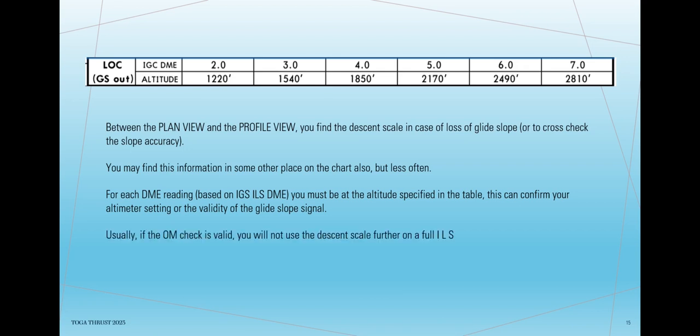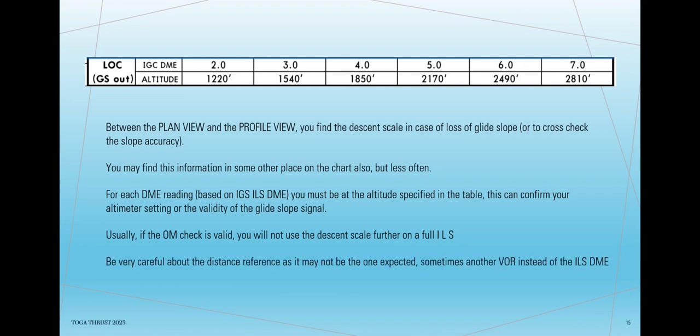Usually, if the outer marker check is valid, you will not use the descent scale further on a full ILS. Be very careful about the distance reference as it may not be the one expected, sometimes another VOR instead of the ILS DME.